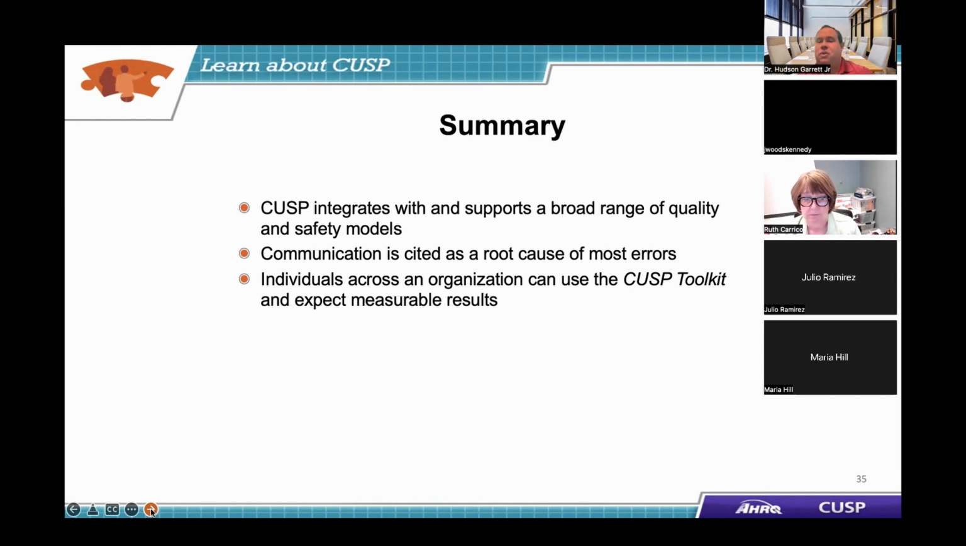How do we take costs out of healthcare? How do we improve the overall quality of care and make sure that the patient's experience is going to be as stellar as possible?